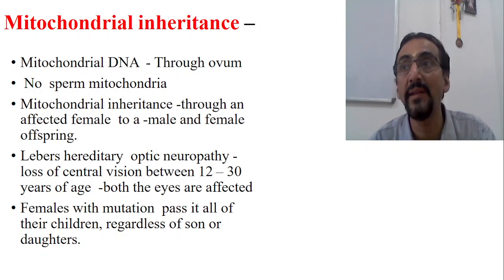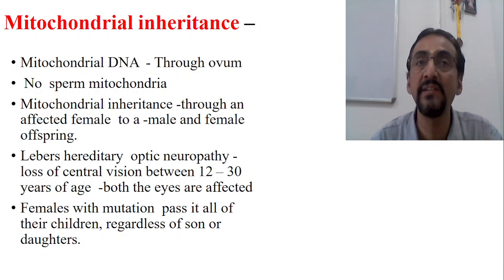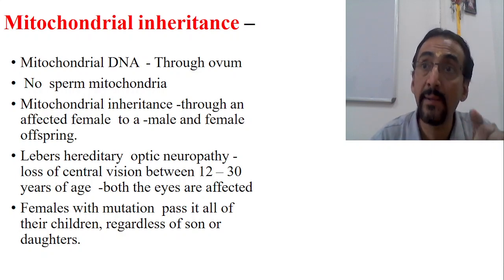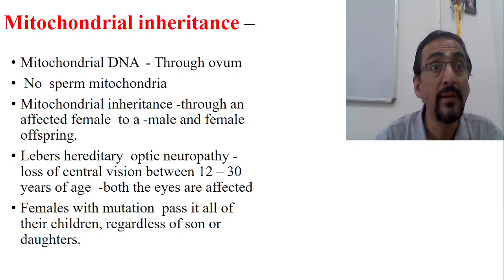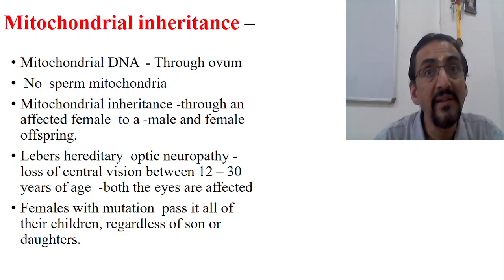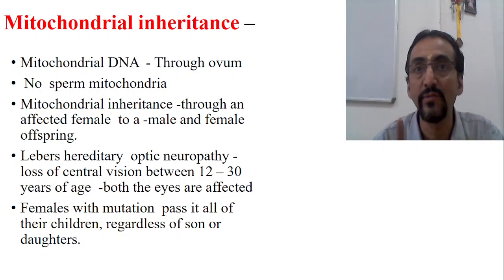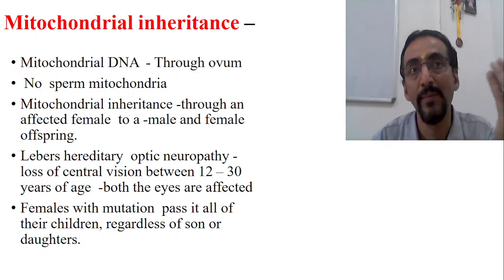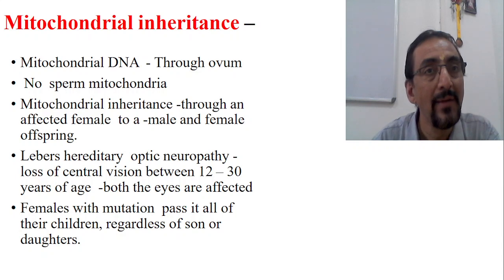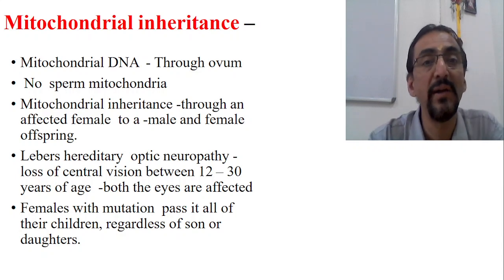That means if the mother has this particular mitochondrial inheritance problem, if some of the genes present in the mitochondria are mutant, then all the children get affected, because the mother gives the mitochondria to the male and to the female. For the male also the mother gives it, for the female also the mother gives it. So this is what is called mitochondrial inheritance.